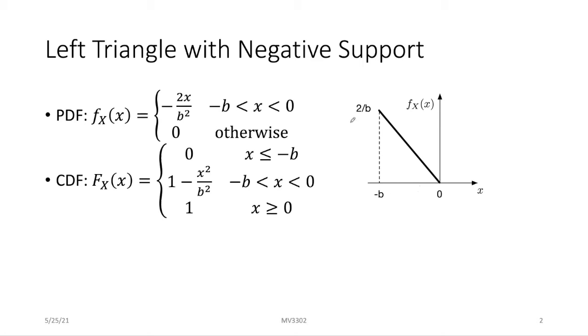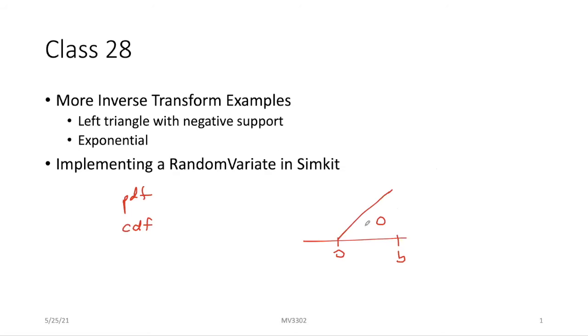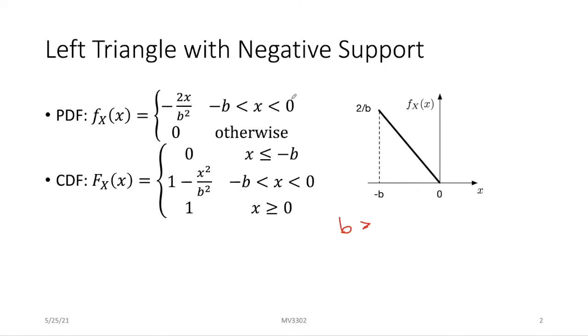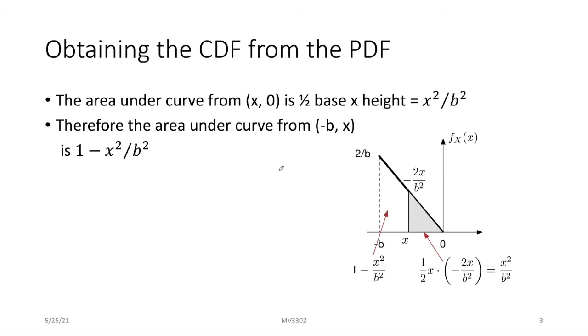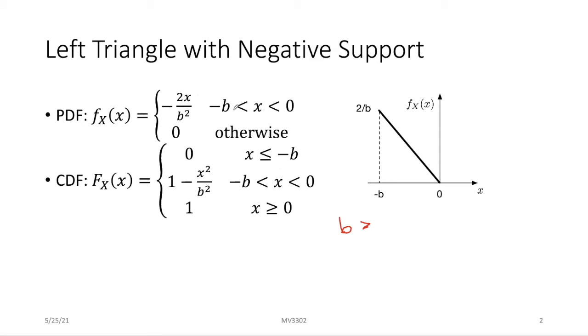So for the PDF for this, our parameter b, we're going to assume is bigger than 0 in this particular case. We could have made b a negative number, but that's not how we're doing it. Okay, so in that case, the PDF has this form, minus 2x over b squared, for negative b less than x less than 0. In other words, all the random variables are going to be negative.